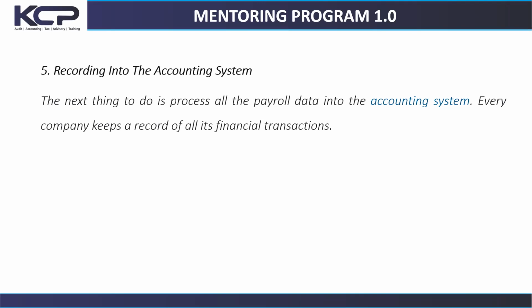Okay, so that is where you are booking that cost. What then happens after you make the payments? Okay, upon payment, the bank will be credited and net pay, pension, NHF, and PAYE will be debited.